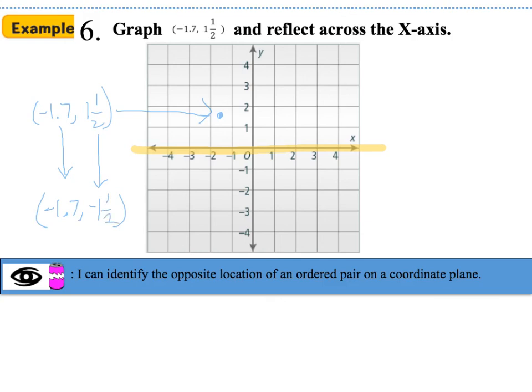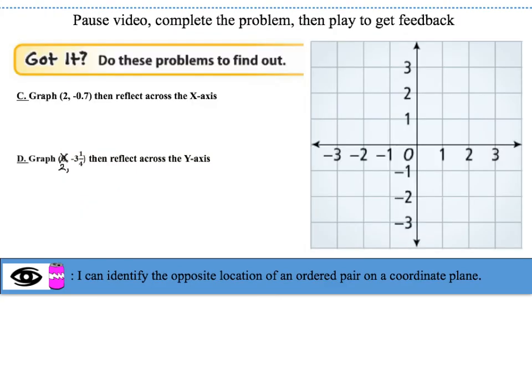Now let's go ahead and graph that. So -1.7 on the x-axis is about here, and I'm going to go down to -1.5, which is right in the center. So this black dot is the reflection point of -1.7, comma 1.5. So pause the video, complete the got it problems, and then play it back for some feedback.